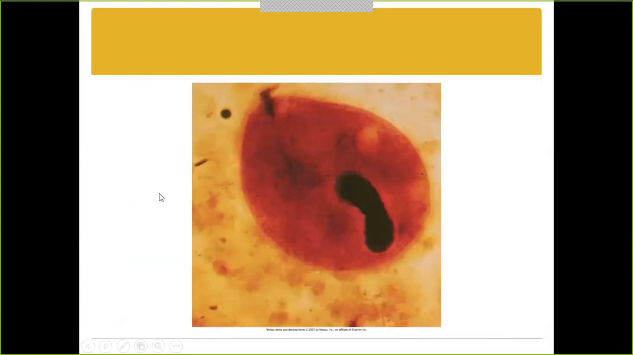Balantidium coli, the only ciliate that we needed to remember. So it moves by cilia, and it's got two nuclei, a micronucleus, which is just round, and then this big macronucleus, which is kidney bean shaped, and that's the key to it. It's a very large parasite.